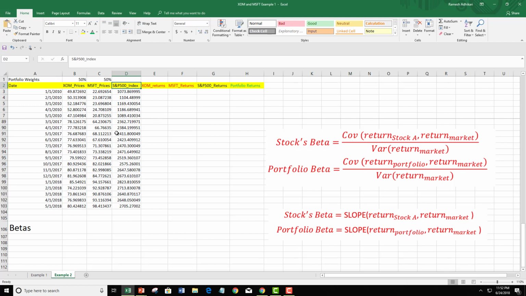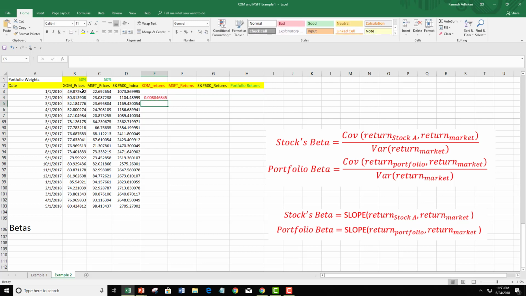And we need to compute beta for each of these stocks and also the portfolio. And remember, the portfolio is equally weighted, meaning 50% money is being invested on ExxonMobil and 50% is being invested on Microsoft. Right? So before we go any further, we need to compute return, and let me compute return. So return for XOM equals to, start with the second time period, right? So current price minus the previous price over the previous price, right?